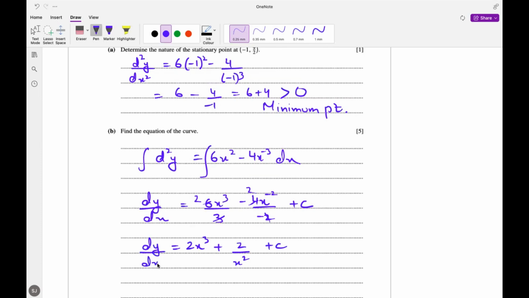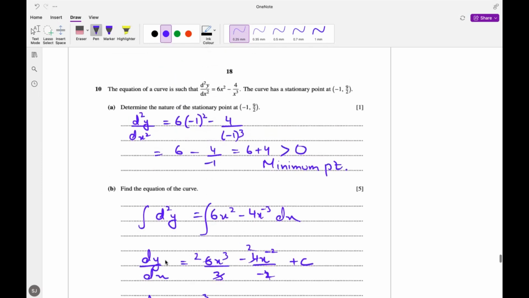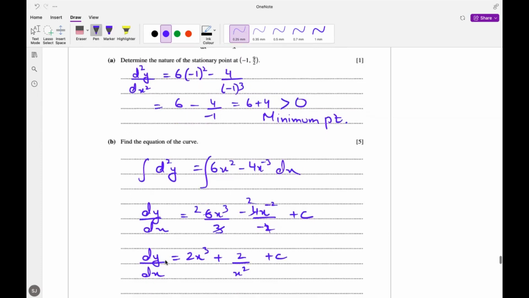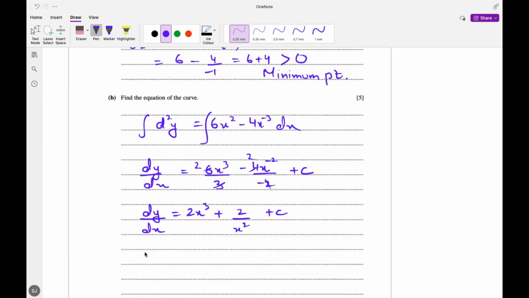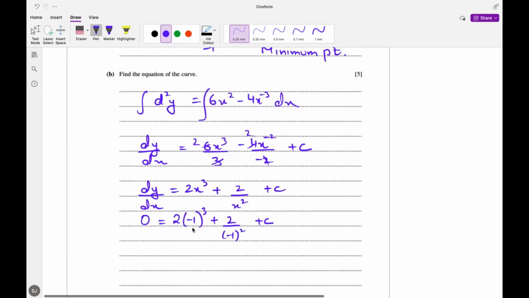Now, as the stationary point coordinate was (-1, 9/2), and at the stationary point dy/dx is 0, so we can write 0 over here and put the value of x as (-1) cubed plus 2 upon (-1) squared plus c. So 0 will be equal to minus 2 plus 2 upon (-1) squared, which will be positive 1. So this will be 2 plus c. So minus 2 plus 2 is 0. So in this case, c will be equal to 0.